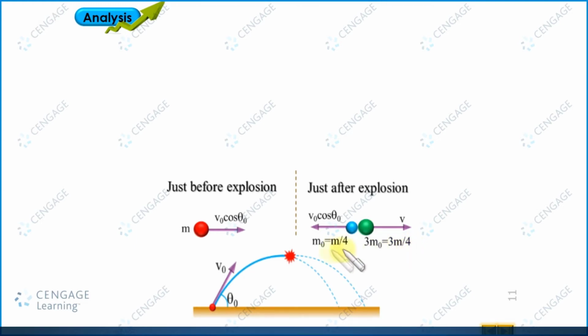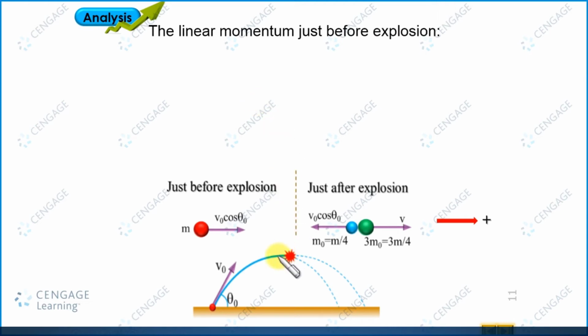Okay, and we know at the topmost point, if we consider this object as a system, in the horizontal direction there is no external force acting on the system, right? That means the linear momentum of the system should be conserved. Linear momentum just before explosion and just after explosion should be equal. So let us write the linear momentum of the projectile just before explosion, and let us consider this direction as a positive direction, rightward direction. So linear momentum just before explosion should be equal to m multiplied by v naught cos theta naught. This is the P initial.